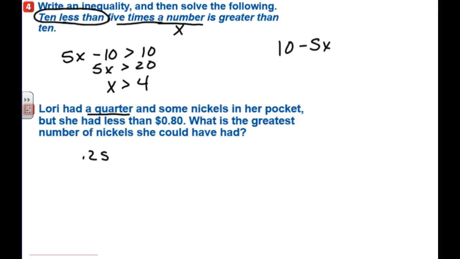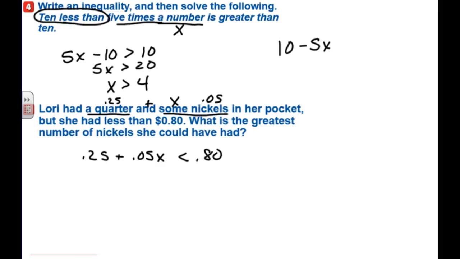She's got a quarter. And she's got some nickels. We don't know how many yet. That's what we're going to figure out. Well, how much is a nickel worth? 5 cents, and that looks like 0.05 in numbers. We don't put 5 with the cents after it. But she has some nickels. The x is some. We don't know how many, but whatever she has has to be less than 80 cents.